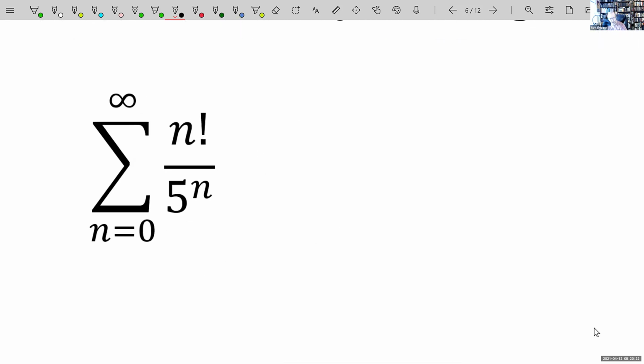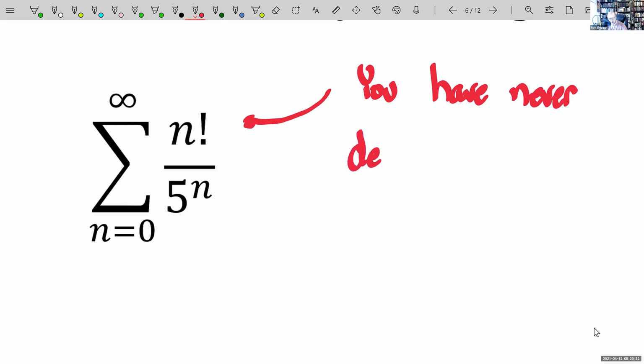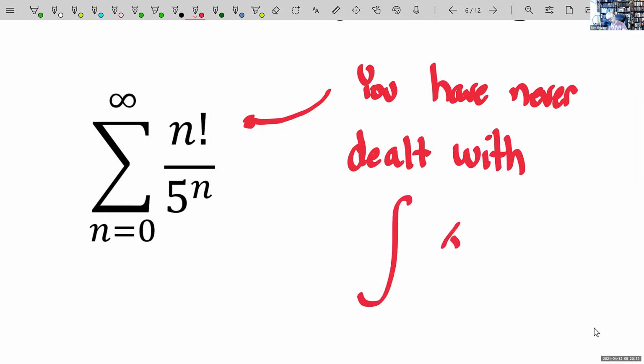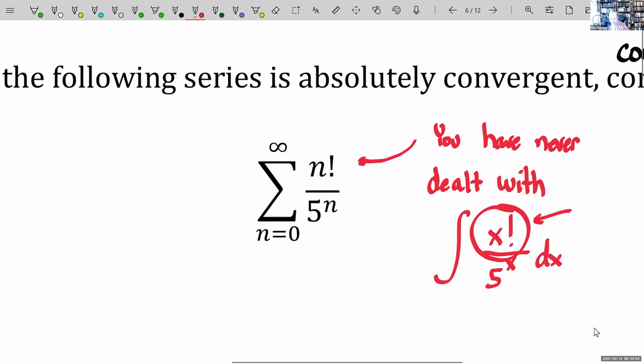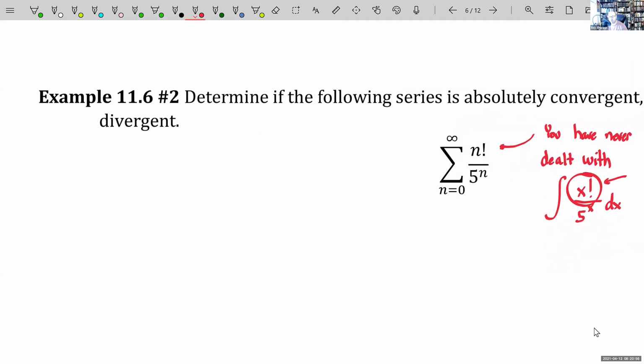To make a little note here, you have never dealt with the integral of x factorial over 5 to the x dx. This x factorial doesn't even make sense when you have a continuous variable x. So anytime you see a factorial, integral test is out. These are little lessons that you learn as you move through calculus.